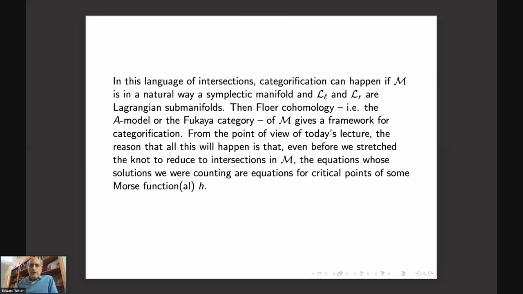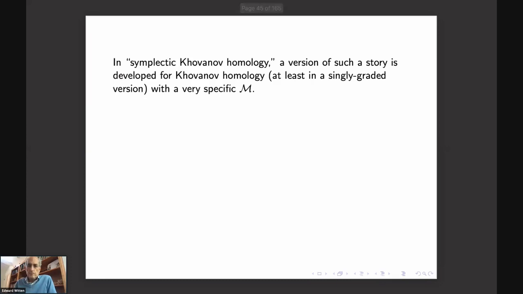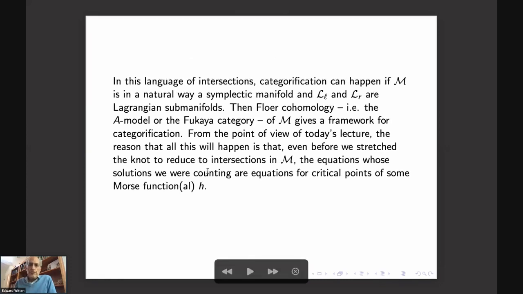Now, from the point of view of today's lecture, the reason all this will happen is that even before we stretch the knot to reduce to intersections, the equations whose solutions we were counting are equations for critical points of some Morse function h. Physicists call it a Morse functional because it depends on fields, that is, infinitely many variables. But it's a Morse function in an infinite dimensional situation. It'll be a middle dimensional Morse function in the sense of Floer theory. But we'll come back to that eventually and we'll categorify.